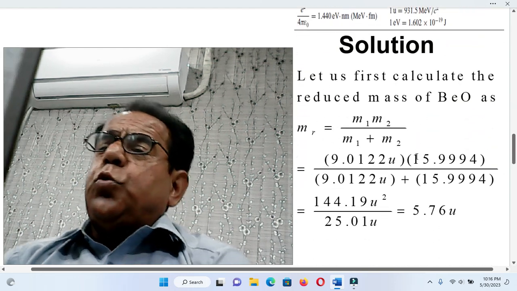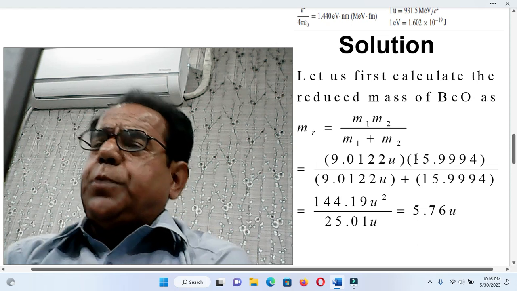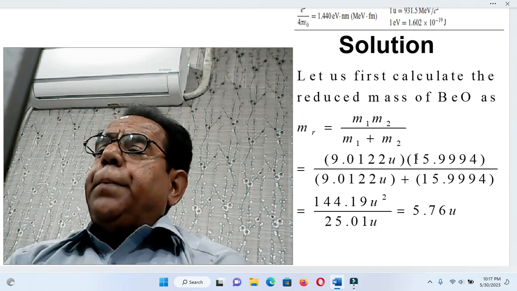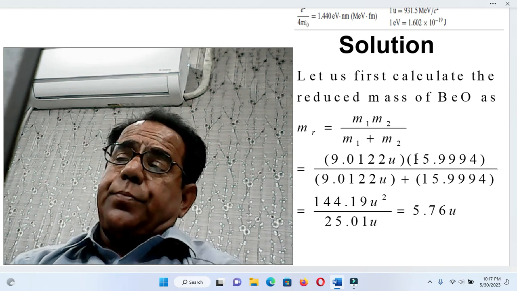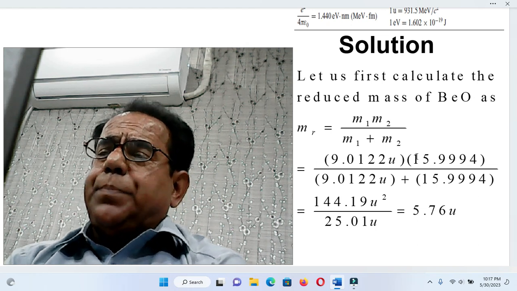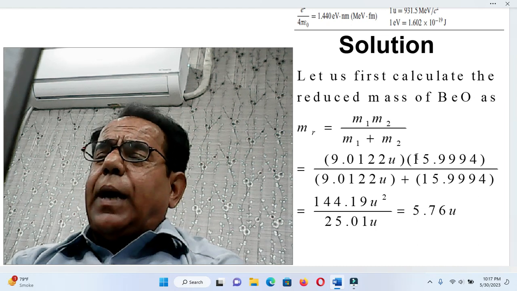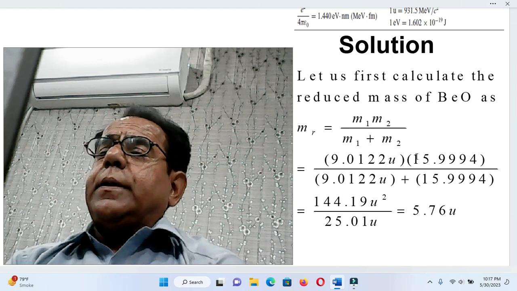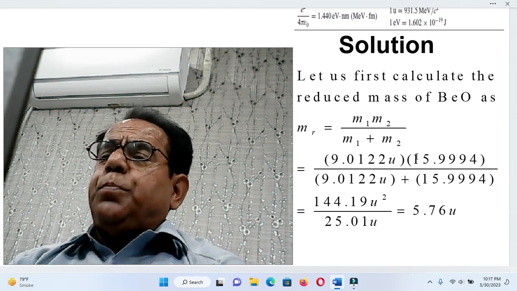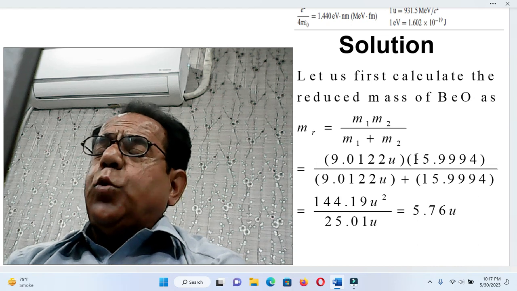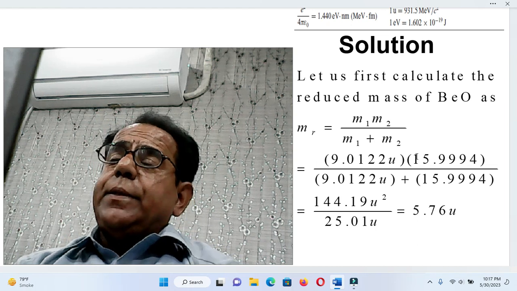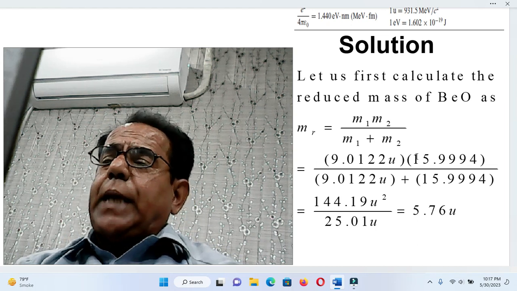Now we move to the solution in a formal manner. Solution of this problem. Let us first calculate the reduced mass of beryllium oxide as Mr, where r is written as a subscript of M. Mr, standing for reduced mass, is equal to, in the numerator, multiplication of both atoms, and in the denominator, addition of both atoms. So Mr is equal to M1 into M2 divided by M1 plus M2.